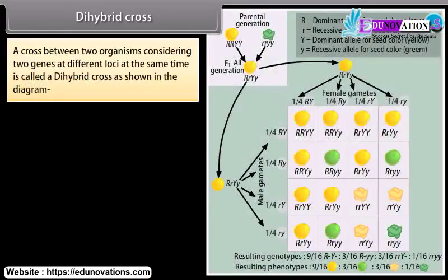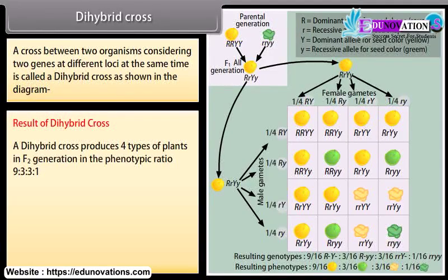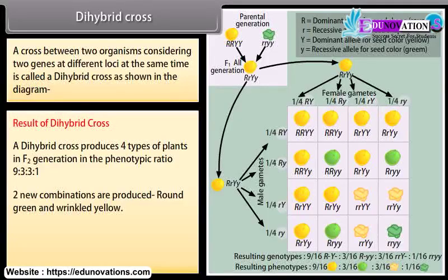Dihybrid cross. A cross between two organisms considering 2 genes at different loci at the same time is called a dihybrid cross as shown in the diagram. Result of dihybrid cross. A dihybrid cross produces 4 types of plants in F2 generation in the phenotypic ratio 9:3:3:1. 2 new combinations are produced, round green and wrinkled yellow.